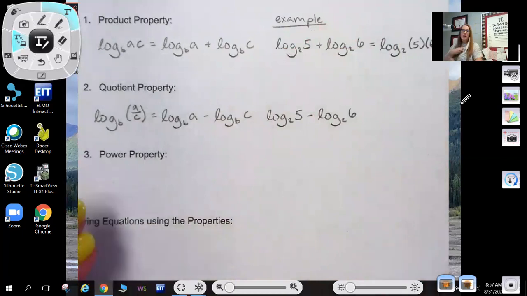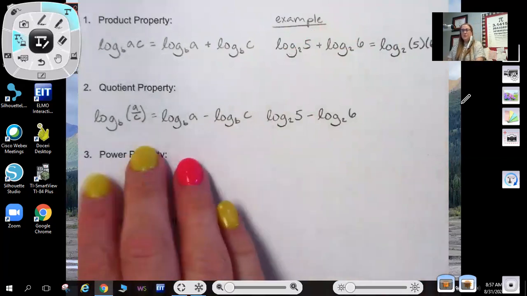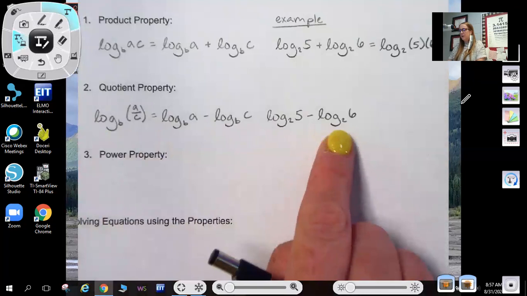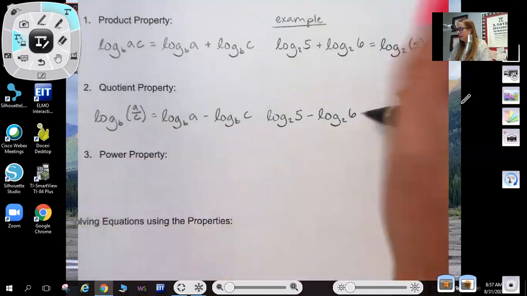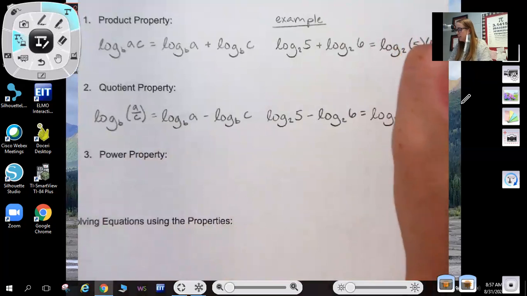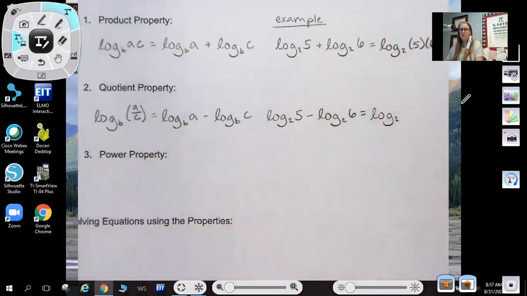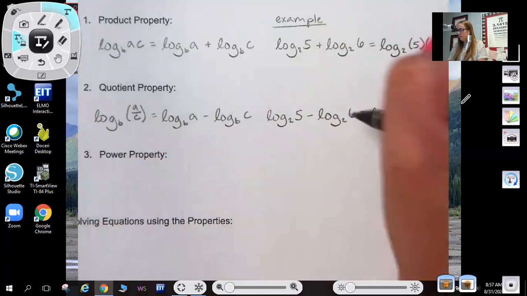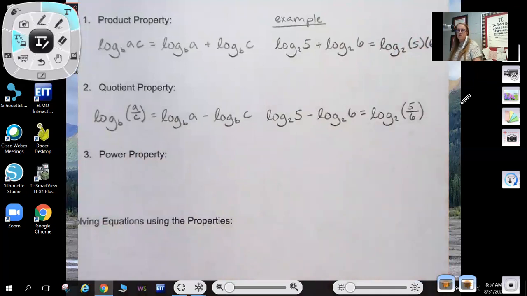But again, the way that we're going to use this property is pretty much backwards from how the definition is written. We're going to use it to take two logarithms with the same base that are being subtracted. We want to write this as one logarithm. When we do that, the base stays the same. So it stays log base 2. And then whatever number comes first becomes our numerator. Whatever number comes second becomes our denominator. So this is log base 2 of 5 over 6. There's not really a simpler way to write 5 over 6, so we're going to let that be our last step.